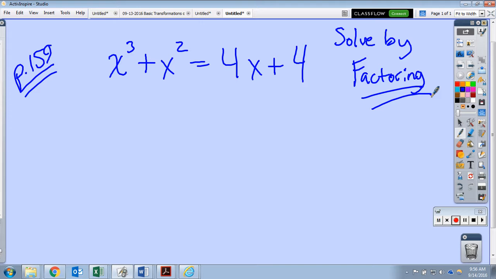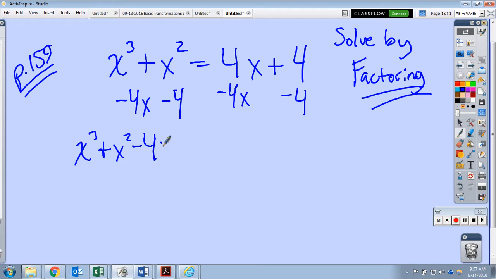Just like we were solving quadratics, it's still the same process. We want to get everything equal to 0. We want this equation to say something, something, something equals 0. Usually I like this guy because he's already positive. I'm going to move these two over, so I'm going to subtract 4x from this side. Whatever I do to one side, I have to do to the other. And I'm also going to subtract 4 from each side. Right? And then from here, this would become x cubed plus x squared minus 4x minus 4 equals 0.